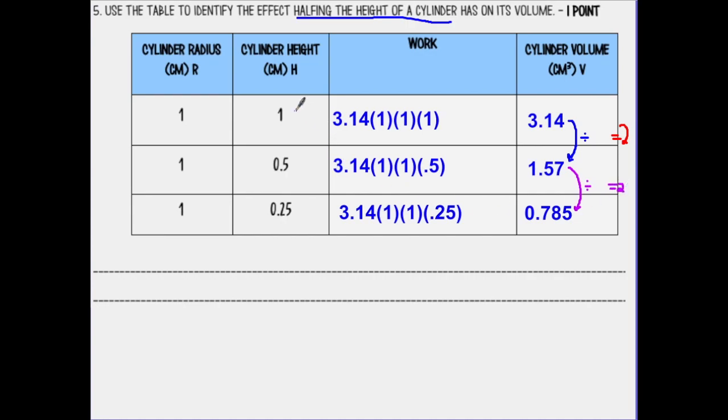So each time that the radius is cut in half, so look at this, 1 to 0.5, 0.5 to 0.25, this also decreases by that factor of 2. So it's actually a factor of a half. It gets cut in half each time.